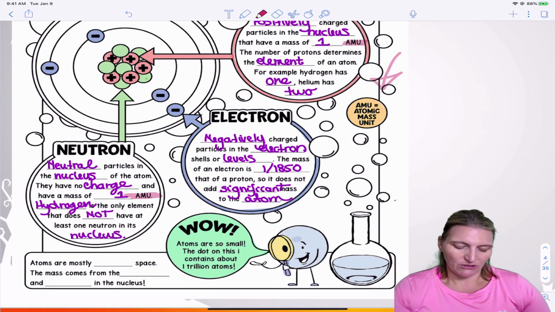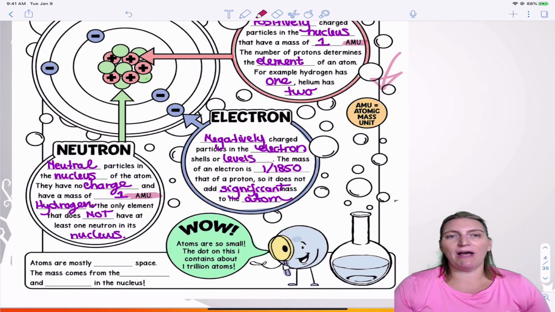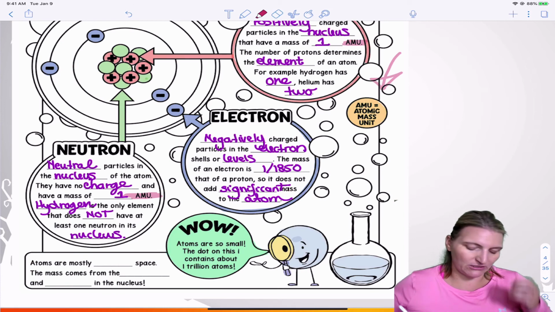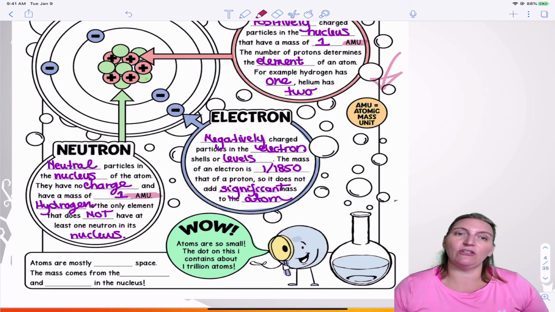Okay. So down here, you have just an idea about trying to get us to wrap our brains around how big an atom is, right? Atoms are so small, the dot on this i contains about 1 trillion atoms. Atoms are very small, right? That's why we need to use Avogadro's number so often.